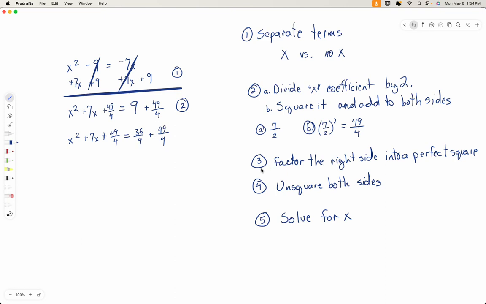Step 3. So before I do it, I want you to pause the video and I want you to do step 3, okay? So pause and put it in step 3.